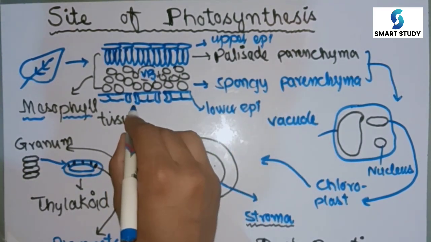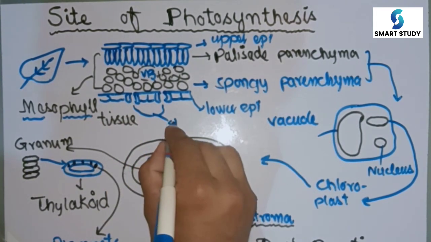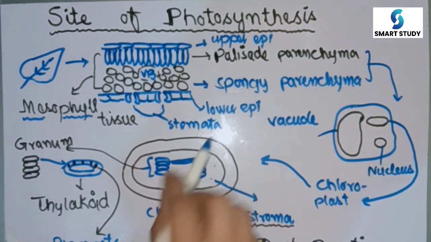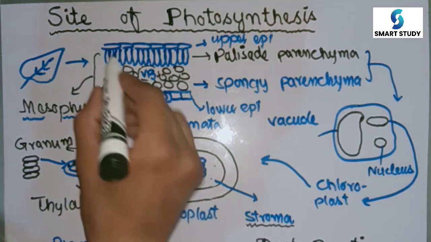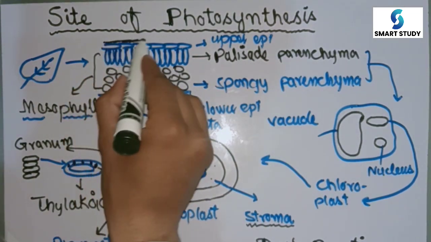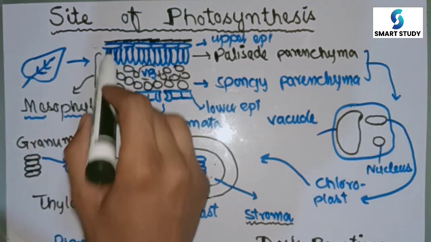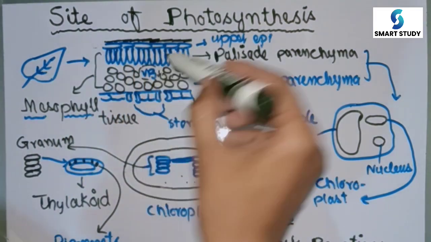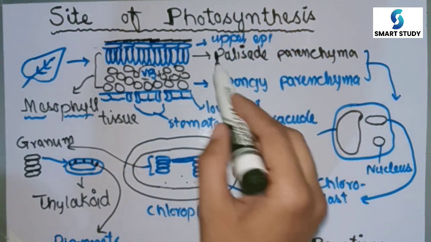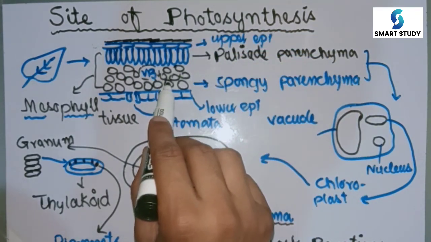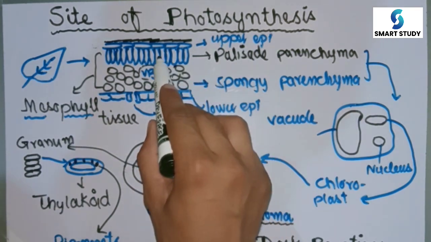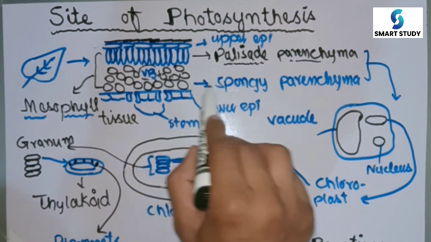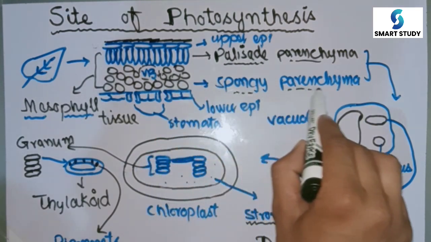In the lower epidermis we can find these openings. They are the stomata, which are responsible for gaseous exchange, and on the upper epidermis sometimes we can find a cuticle layer. This cuticle layer helps the plants avoid water loss. Between the upper and lower epidermis we can find two types of parenchymatous cells. The upper cells are known as palisade parenchyma, and the cells at the lower side are known as spongy parenchyma.